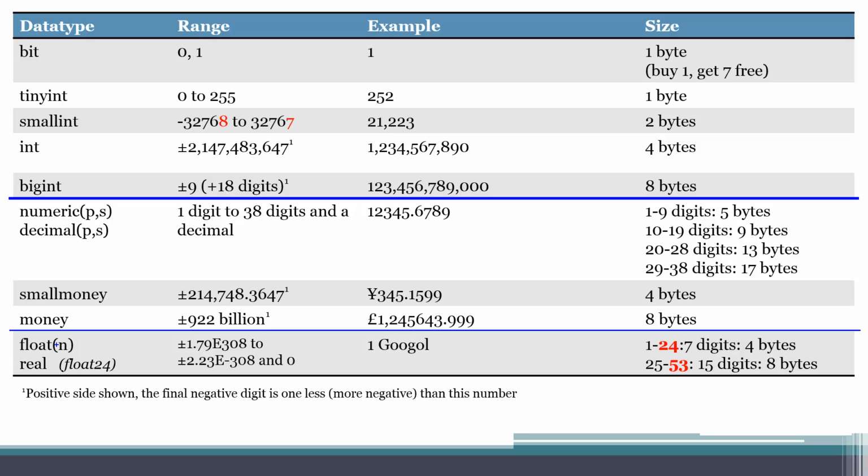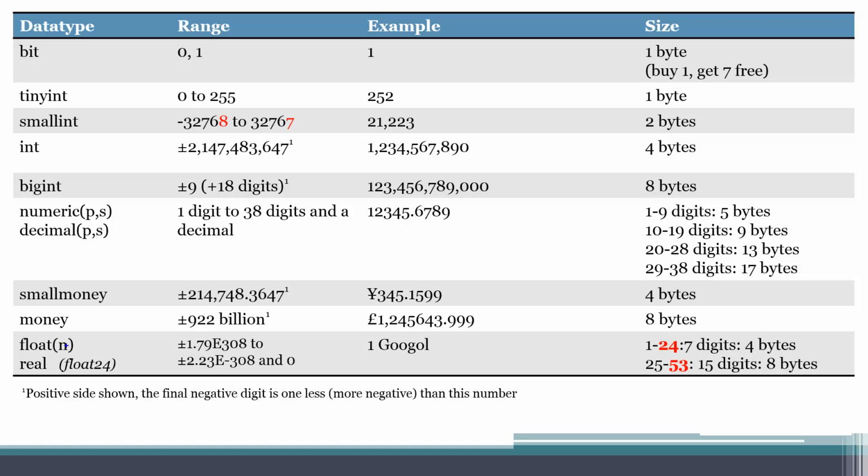A real, you may notice, doesn't have the parameter. Float has a parameter that you pass after the data type. A real does not. A real is the same as a float 24. So if you use those two data types, they're interchangeable, and they mean exactly the same thing.